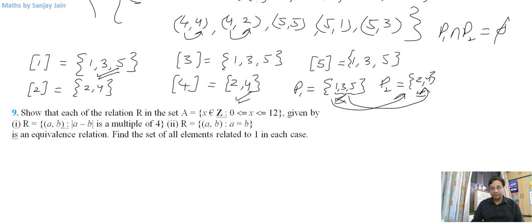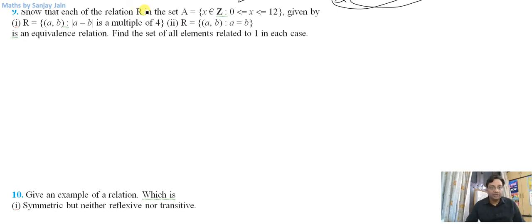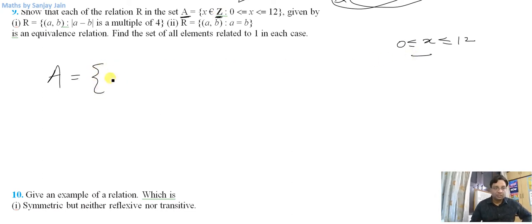Okay, show that the relation R in this set A = {x ∈ Z : 0 ≤ x ≤ 12}. So if you talk about this set A, what is this set A? It is defined as x belongs to integers, and it has to be between 0 and 12. So what is this set A in roster form? 0, 1, 2, 3 up to 12, right?